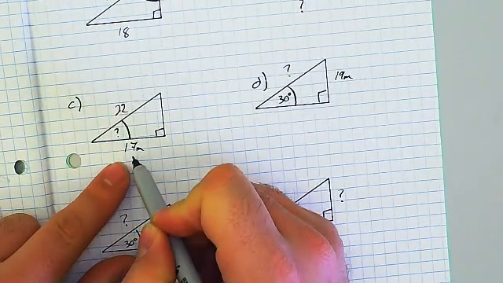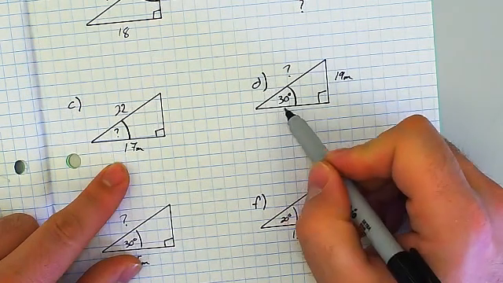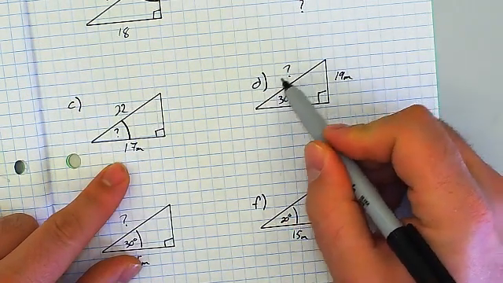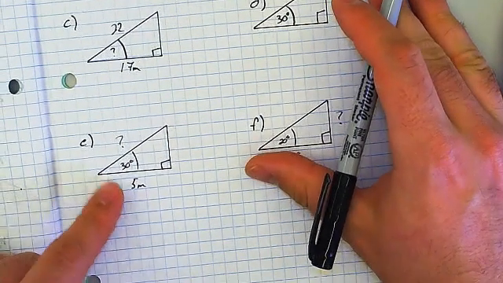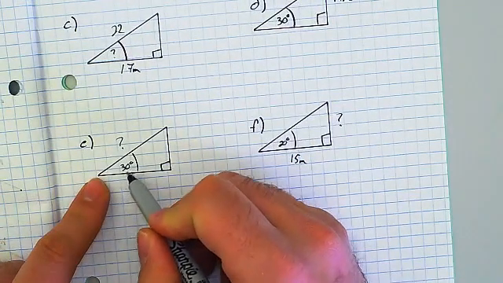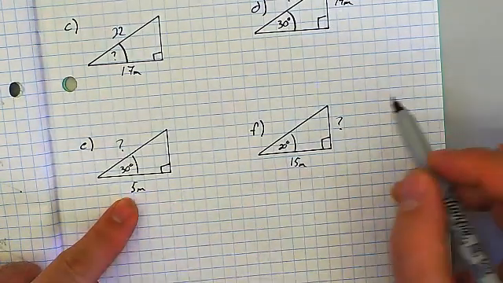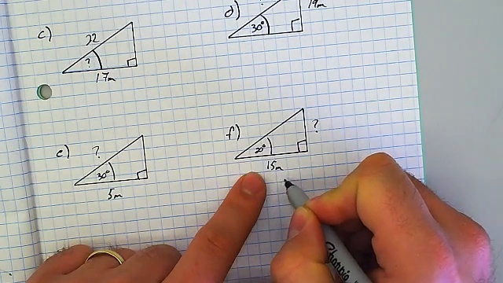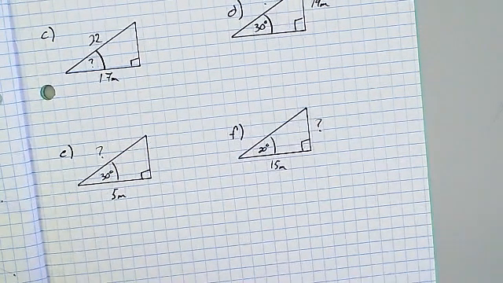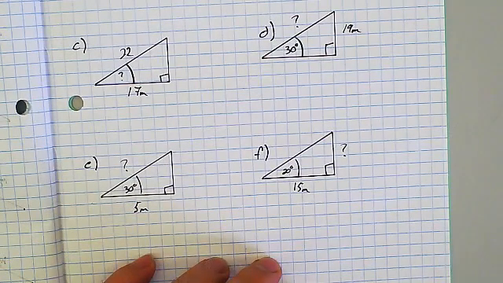For question C, we have an unknown, bottom is 17, upper is 22. Question D, an angle of 30, unknown on the upper, 19 on the right hand side. For question E, we have again 30 degrees, upper is an unknown, and our bottom is 5 meters. And for question F, we have an angle of 20 degrees, 15 meters on the bottom, and our unknown on the right hand side. I don't want you guys to solve these, I just want you guys to list off and write out what formula you would use.